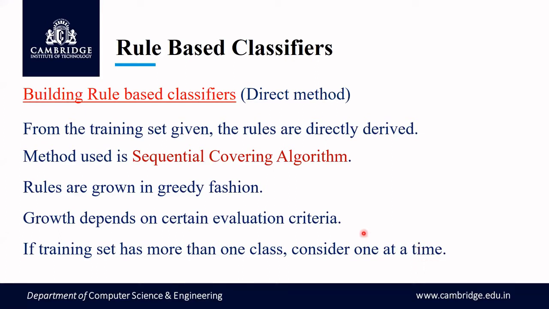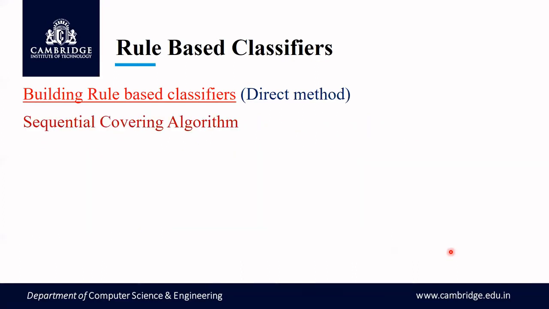Similarly, here we will consider any one measure and consider a particular class first, and then we are going to consider the next class, and then the third class, and it goes on. So let's see how the sequential covering algorithm works, or what the sequential covering algorithm is.